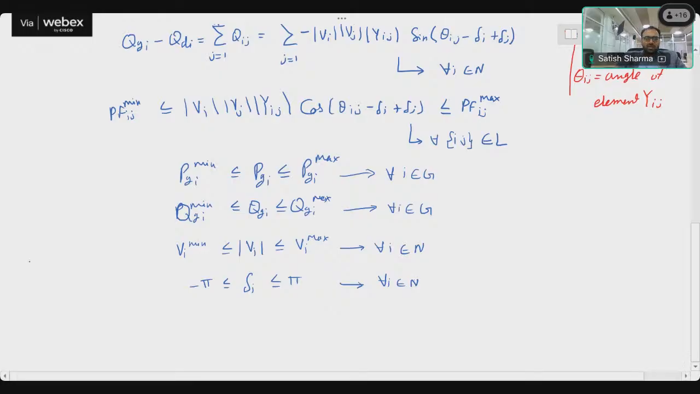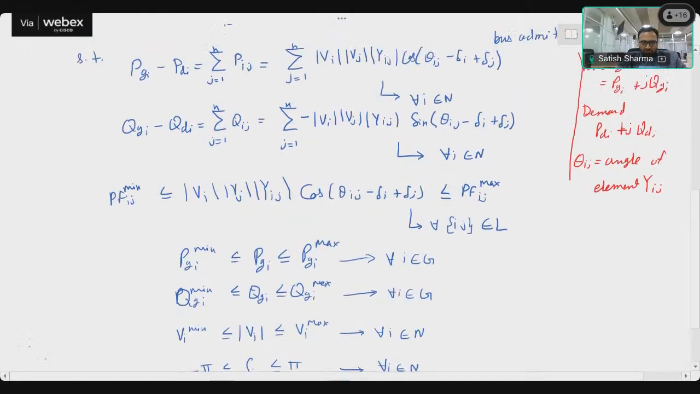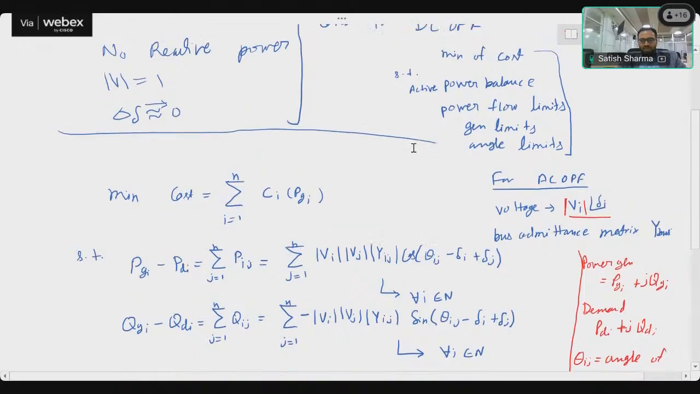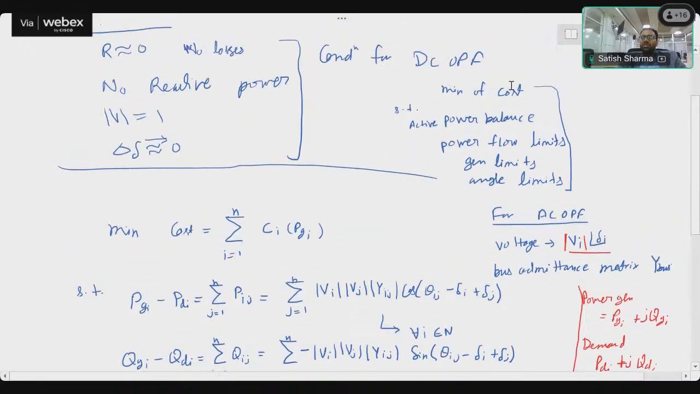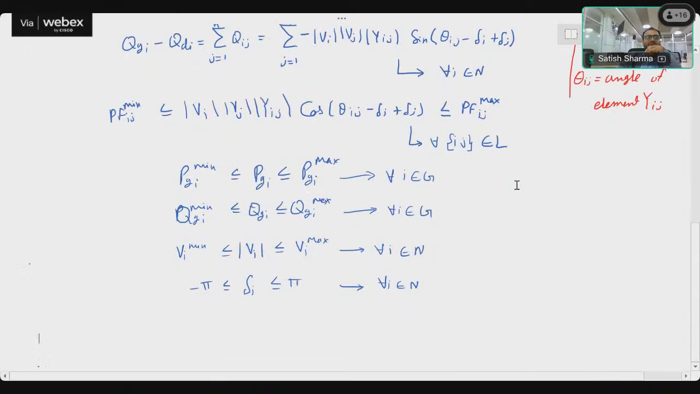I think this is fine. Did we leave anything out? If I look at the DCOPF, the objective function we defined for AC as well. Power balance, so it is active and reactive both. Power flow limit, generally it is for active, so we have defined that as one. Then generation limits for active and reactive. Voltage limits are for angle and magnitude, both have been defined. So I think this is it.